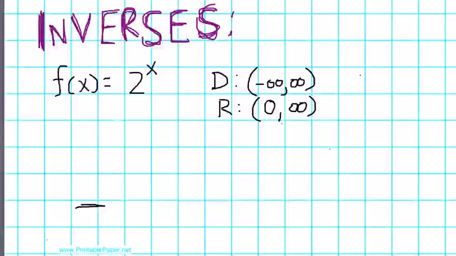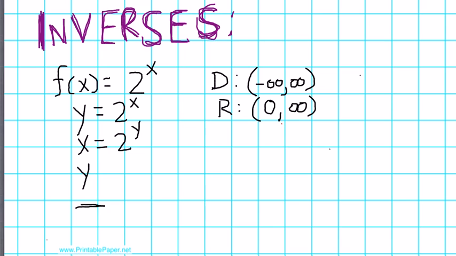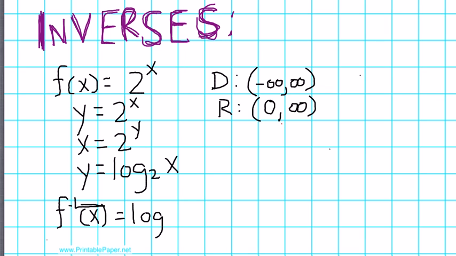Okay, let's talk about inverse functions for a second. So let's find the inverse of the function f of x equals 2 to the x. If we start with y equals 2 to the x, we switch x and y. To solve for y, it's just log base 2 of x. Just rewrite it in exponential form. So if f of x equals 2 to the x, then f inverse of x equals log base 2 of x.